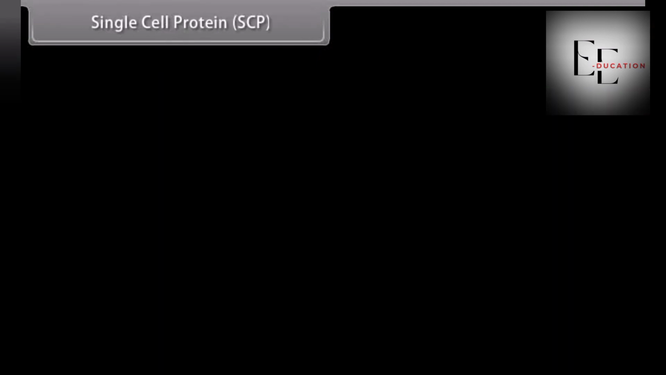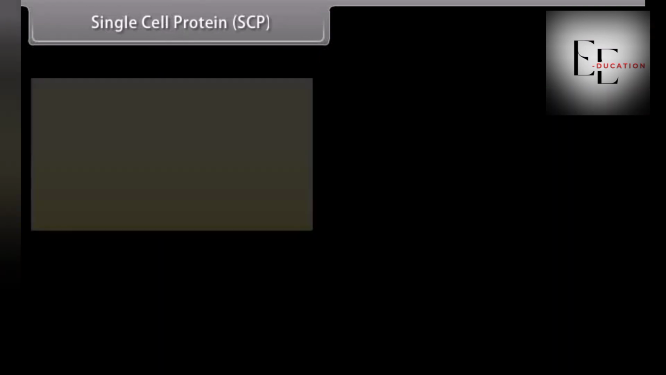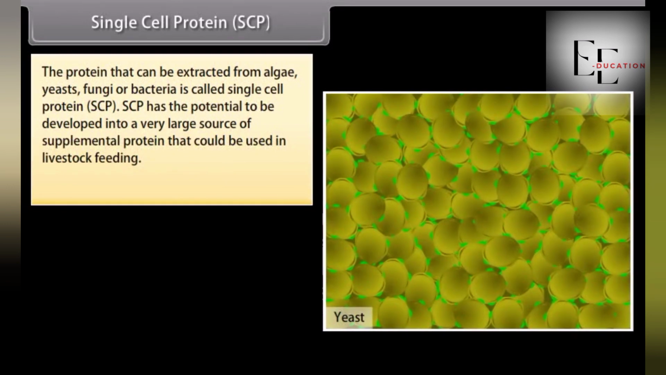Single cell protein (SCP). The protein that can be extracted from algae, yeasts, fungi or bacteria is called single cell protein (SCP). SCP has the potential to be developed into a very large source of supplemental protein that could be used in livestock feeding.